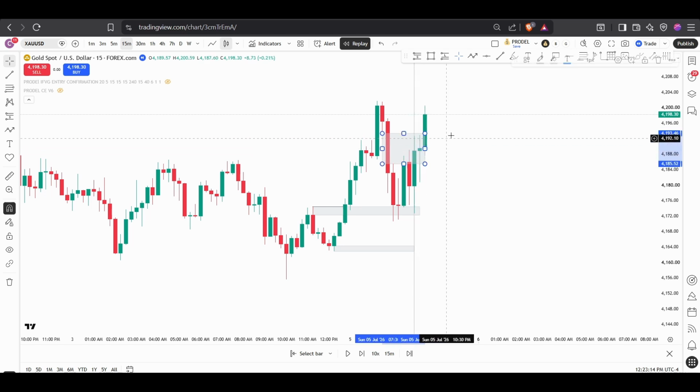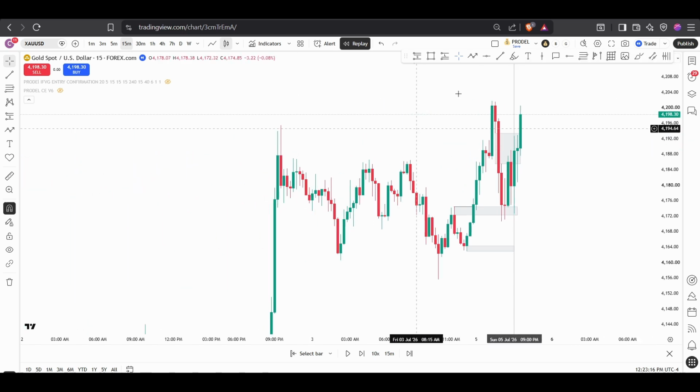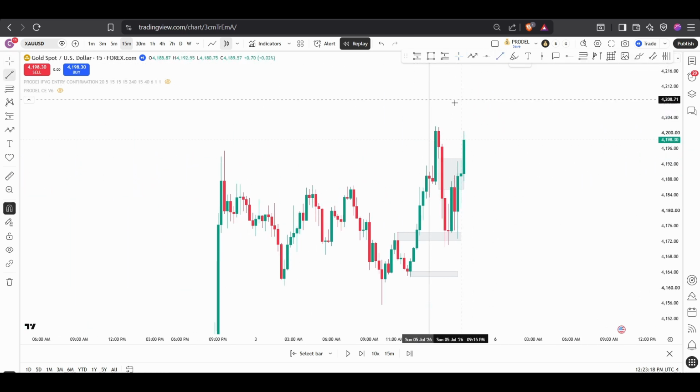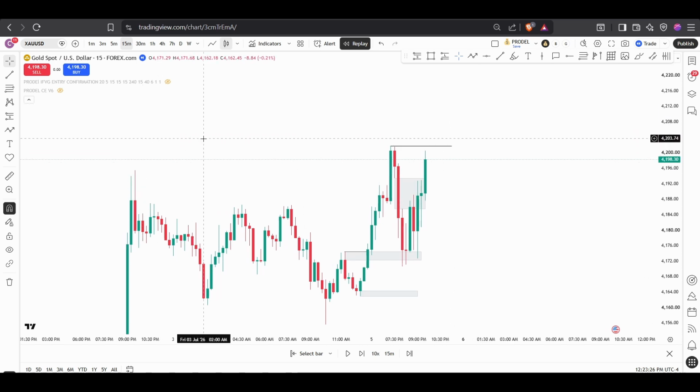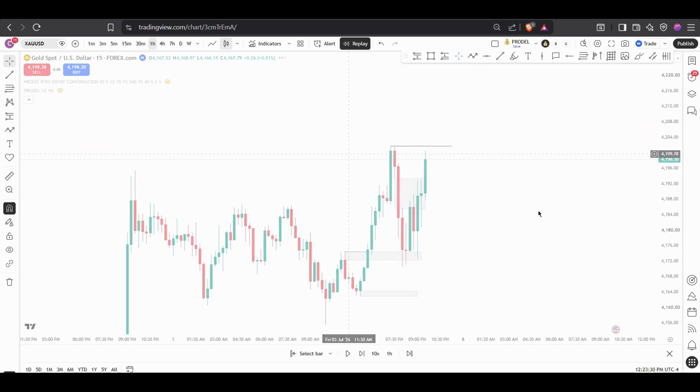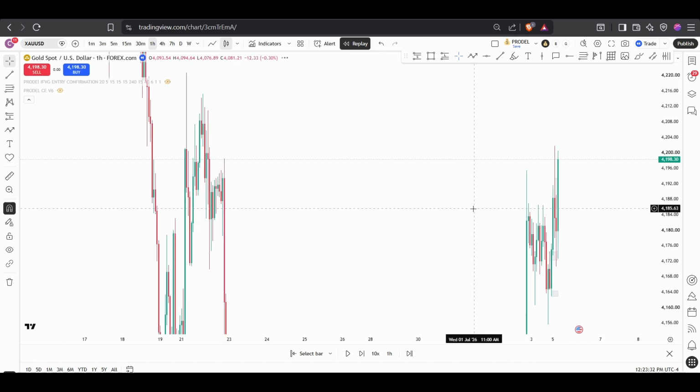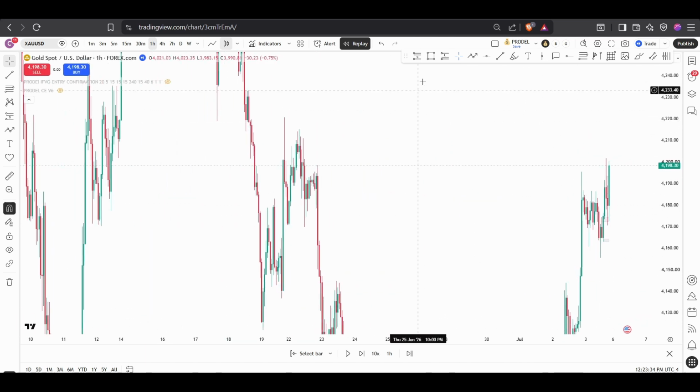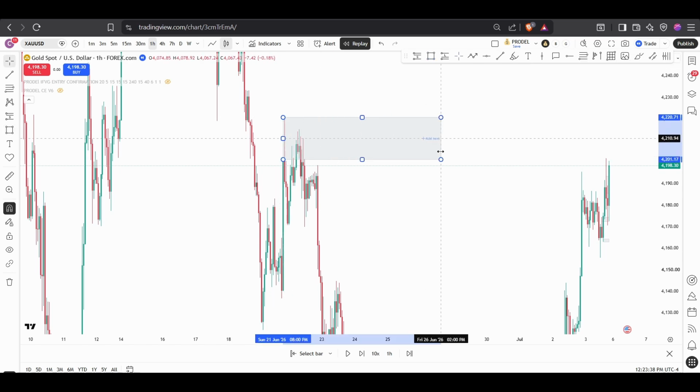You can see this fair value gap is broken. So this is our high, and if this high is not broken by a candle close, we can take the sell trade from the counter trend zone. So we have to go to the 1 hour time frame. On the 1 hour time frame, we will mark the counter trend zone. You can see there is the 1 hour zone.